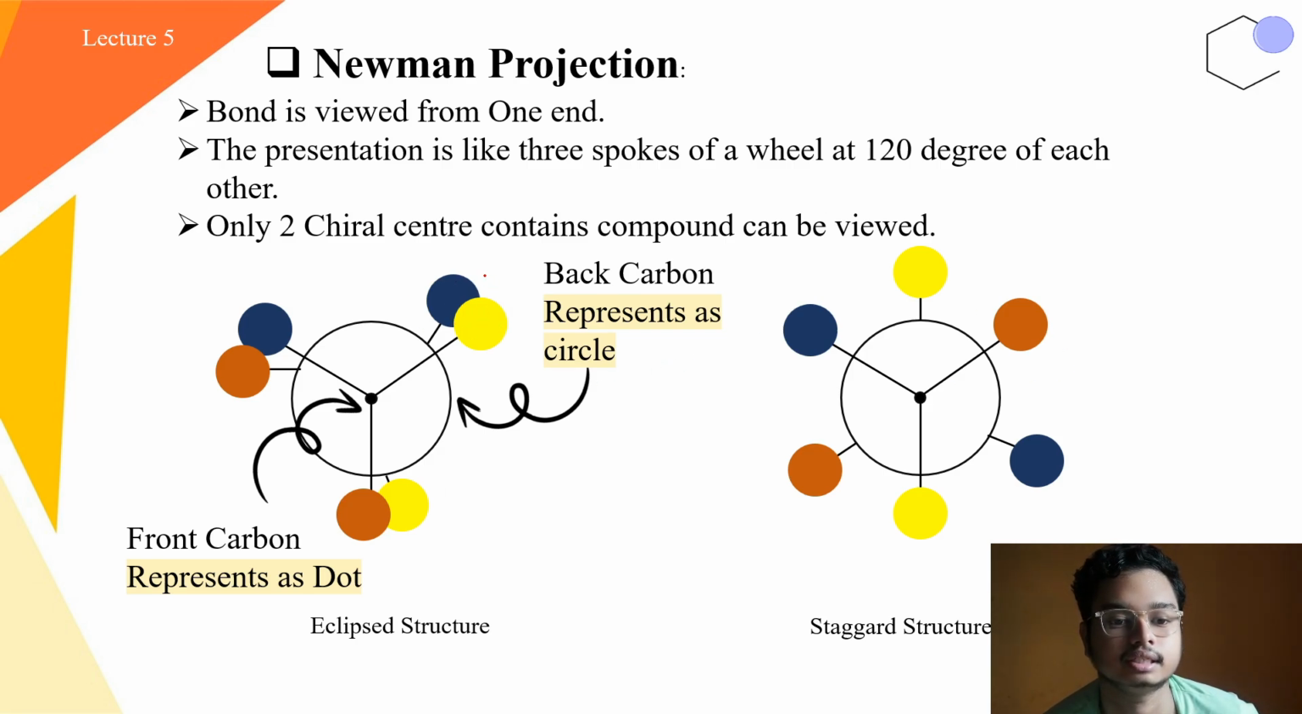Here in the eclipsed, you can see there is an interaction between these two groups, and that's why it becomes less stable compared to the staggered. Okay, and this Newman projection is very important during conformational analysis, but not important in the determination of absolute configuration.